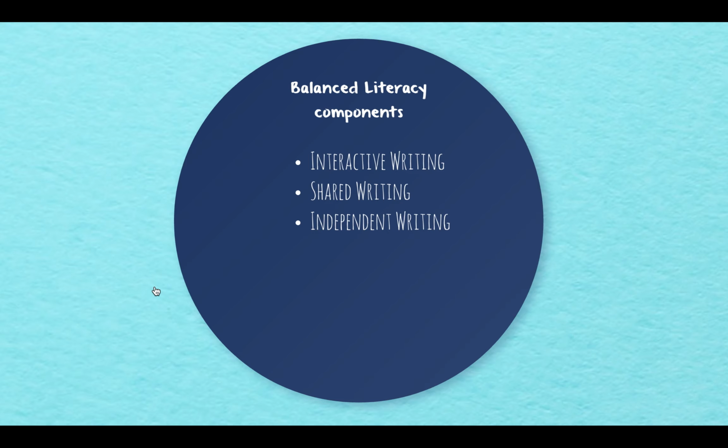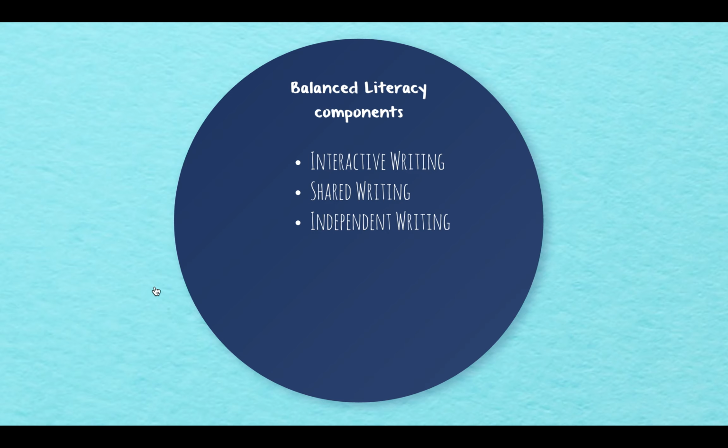The first one is interactive writing, which is also considered sharing the pen. So this is when the teacher models for the student what to do. And this can also be referred to as conventions throughout their learning.